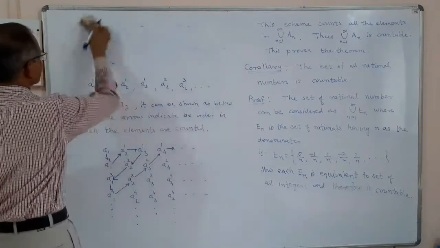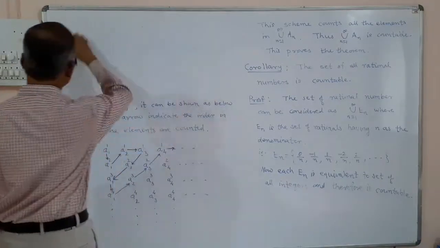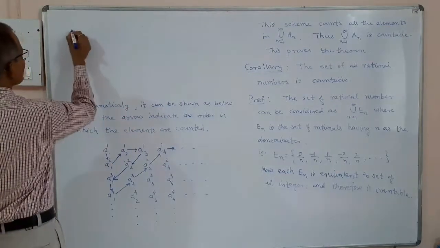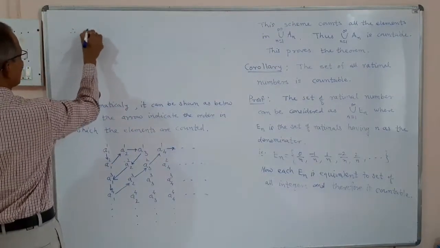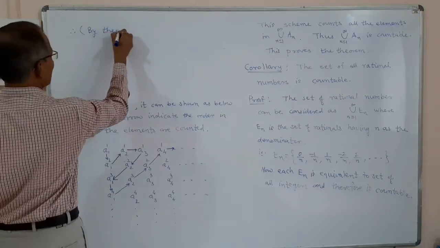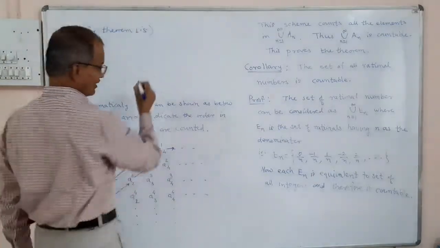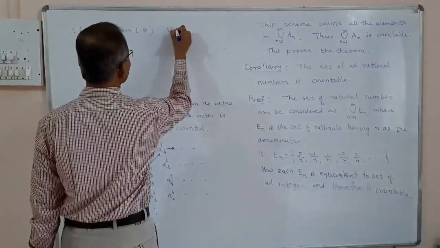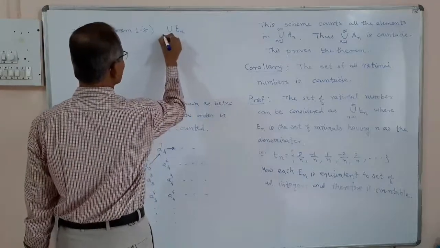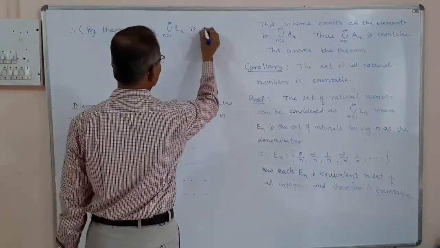Therefore, by theorem 1.5, we may consider that the union of En is countable.